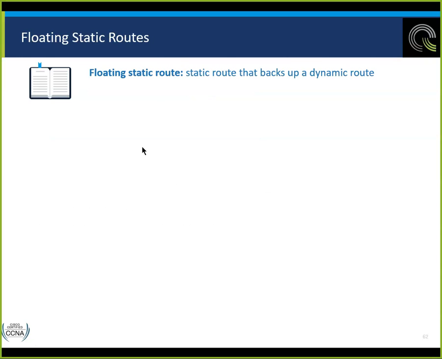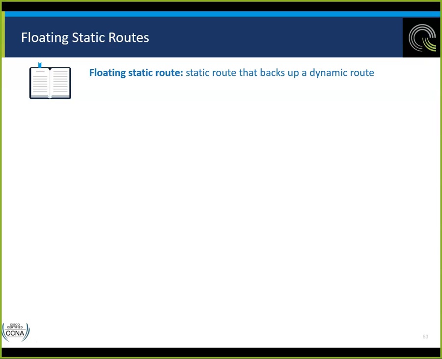This is something that is in the objectives, and it's like, okay, I get it, but if we're going to do this, why don't we just use a static in the first place? But a floating static route is a static route that backs up a dynamic route. In other words, we have the dynamic routing protocol, and it calculates a route that we want to go someplace, and we say, hey, if this fails, I need to be able to get there, maybe in a different direction, so let me make a static route.